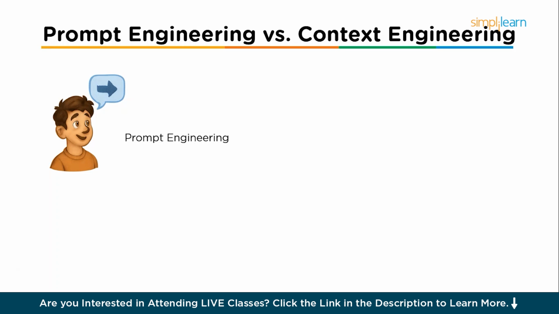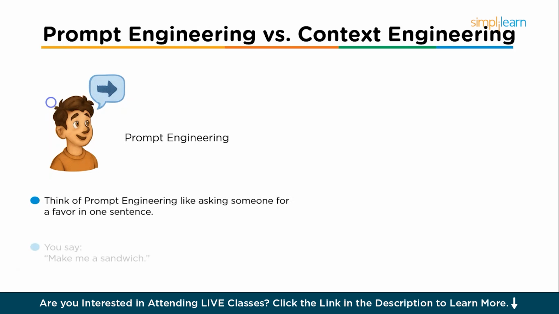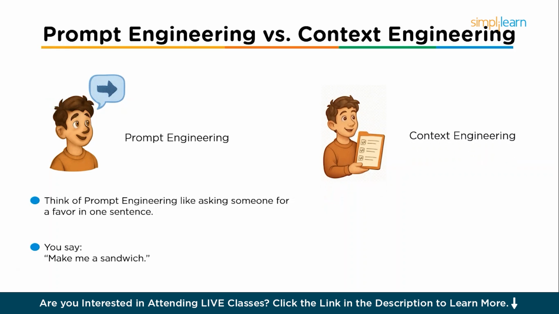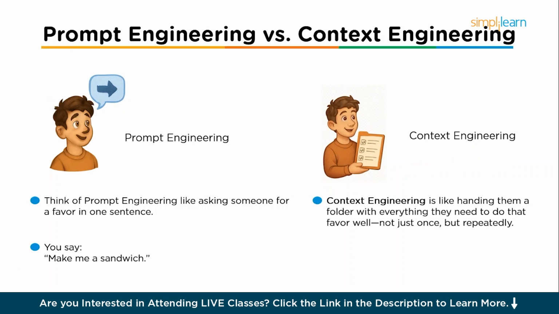Let's first look at the core difference. Think of prompt engineering like asking someone for a favor in one sentence, and context engineering like handing them a folder with everything they need to do that favor well, not just once but repeatedly.